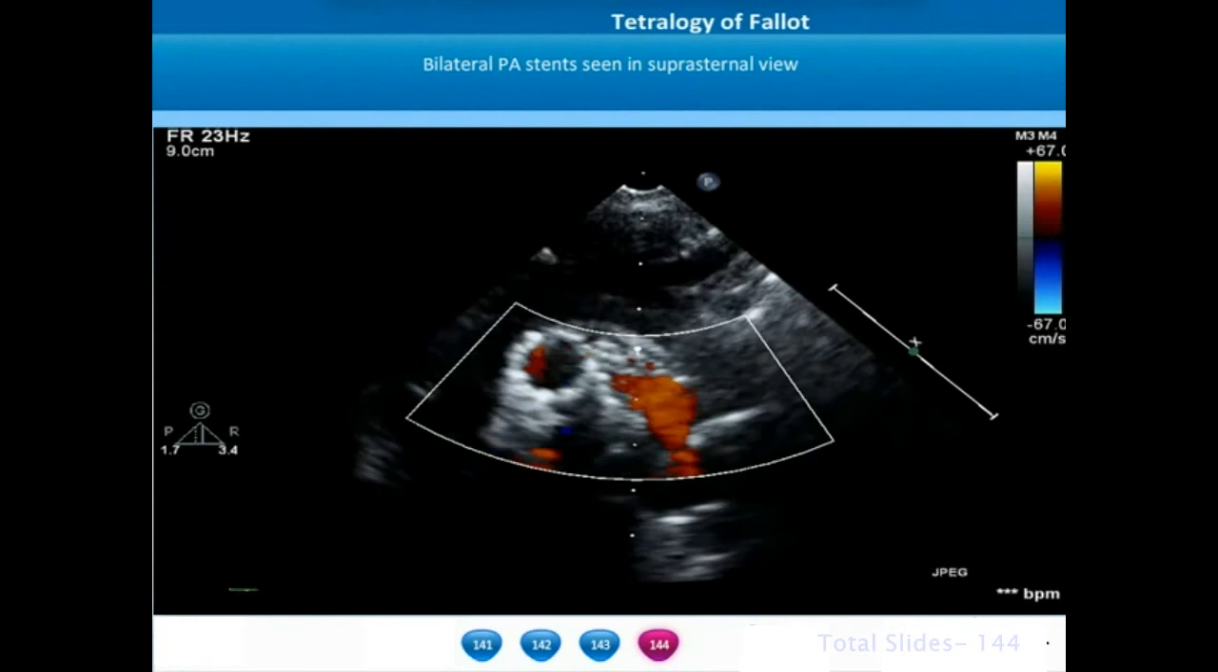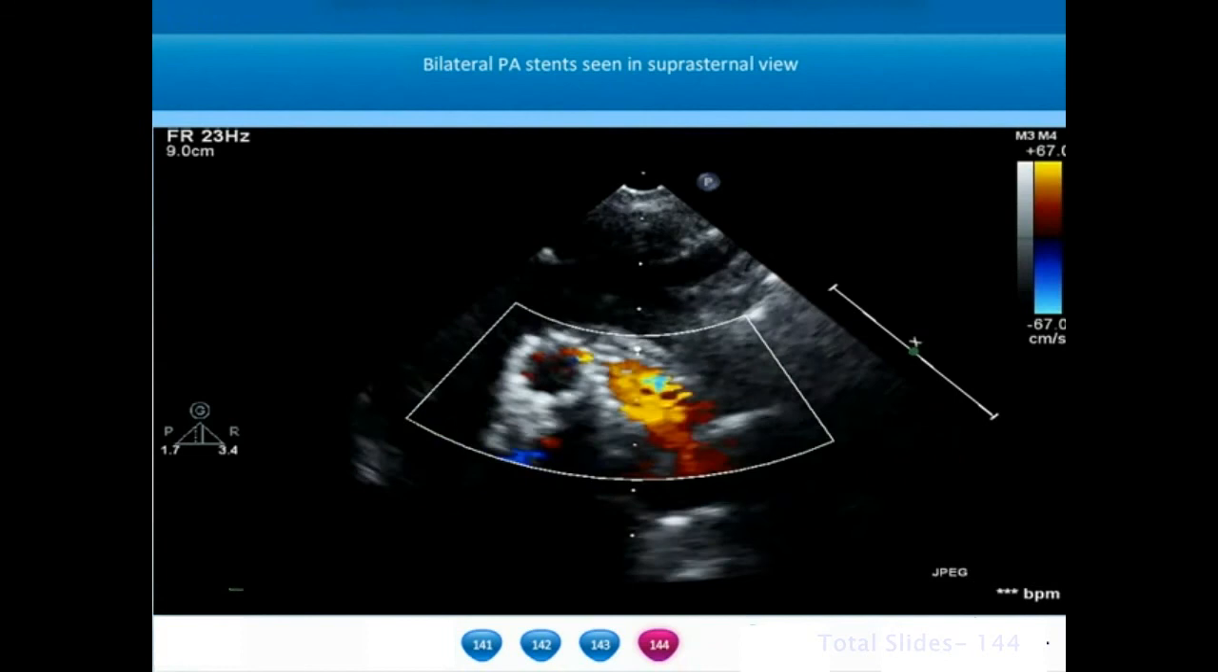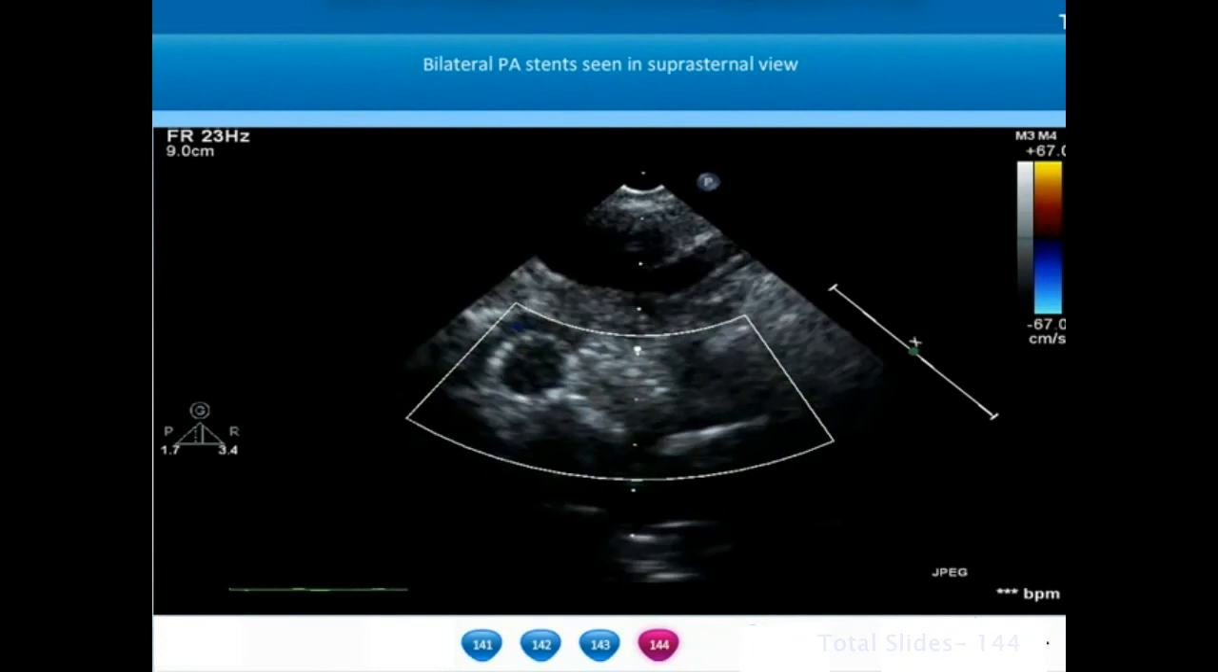The suprasternal view is another echocardiographic view to see the location and extent of the pulmonary artery stents. In this patient, following bilateral PA stenting, from the suprasternal view we can appreciate laminar flows through the stent, indicating that there is no residual obstruction.